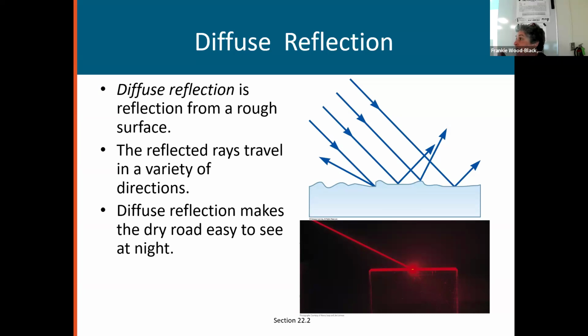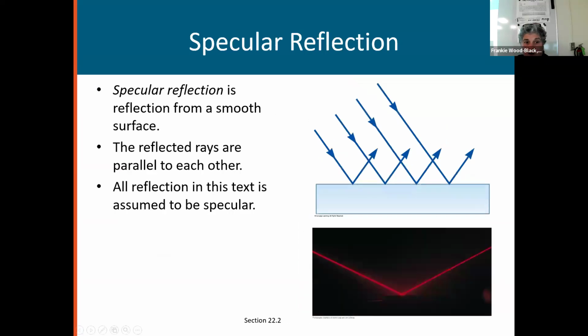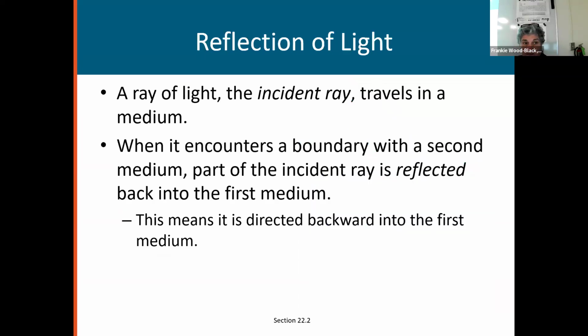Now, if I were dealing with sound, that's how you soundproof a room, because we want to have all of those waves bouncing off so that we can maximize the destructive interference. So that's one of the things that we're going to do. But this is going to allow us to be able to see the road at night. But we're going to go back here. We're going to make the assumption for what we're going to do over these next few chapters that we're going to get specular reflection, not diffuse reflection.